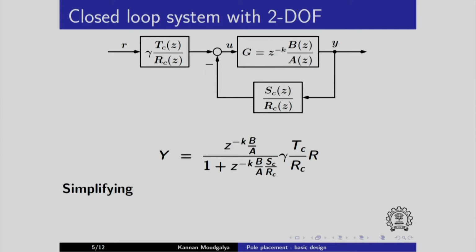Let us simplify this. It is easy to arrive at this expression. I would want you to pause the video here and check that you indeed get this expression. So we have ARC plus Z inverse K into BSC. Of course, we have seen this kind of simplification earlier in the first part of the course.